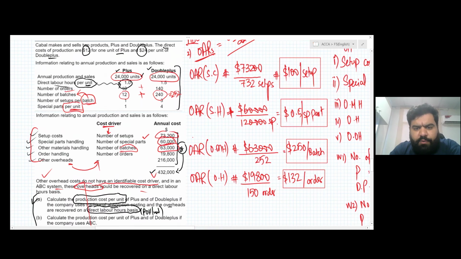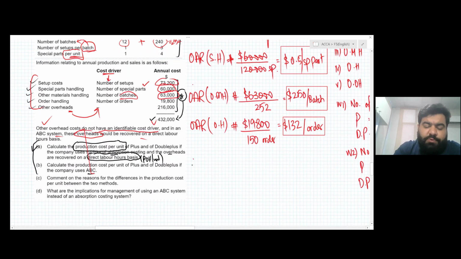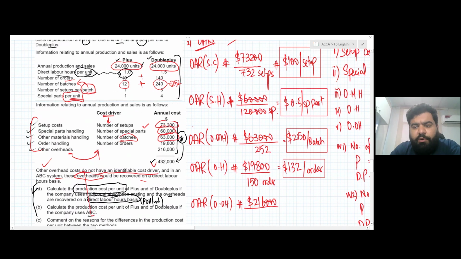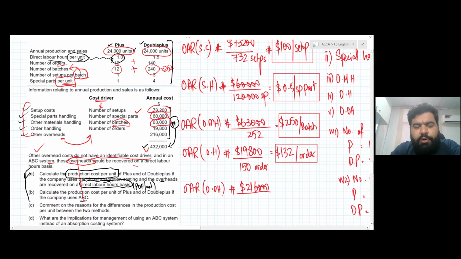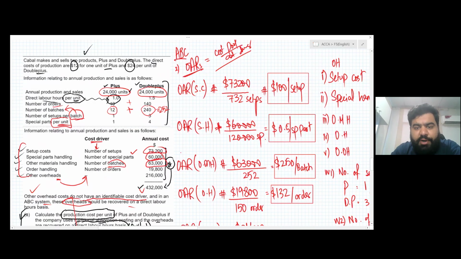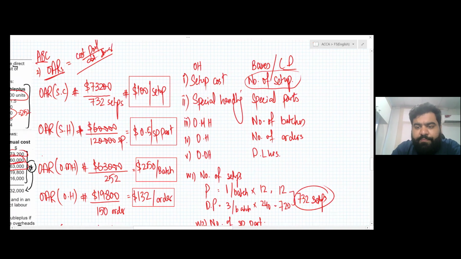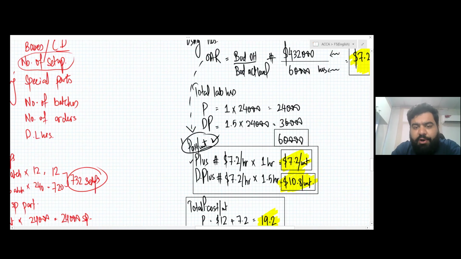Okay, I think we have missed one last one as well. There is the OAR of other overheads. Other overheads, how much? 216,000 other overheads divided by the base, which is labor hours. Labor hours we have already calculated. We don't calculate again because we have calculated in the absorption part. If you remember, in absorption we calculated total labor hours were 60,000. Remember?